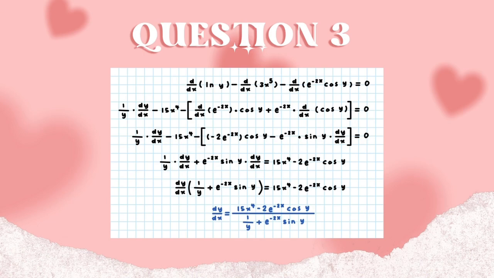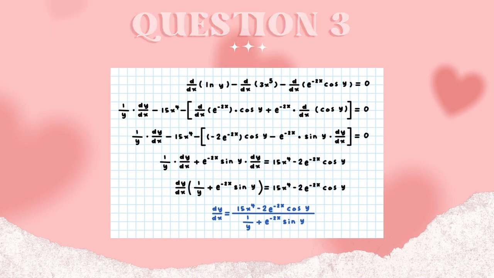Now, we move to step 3, which is to combine the derivatives. Substitute all the derivatives into our equation, then simplify it. Then we group all the terms with dy over dx. So our final answer will be dy over dx equals 15x to the power of 4 minus 2e to the power of negative 2x cos y, over 1 over y plus e to the power of negative 2x sin y.